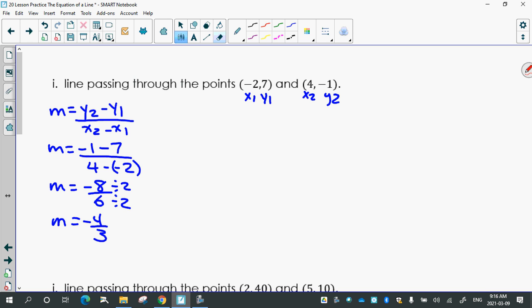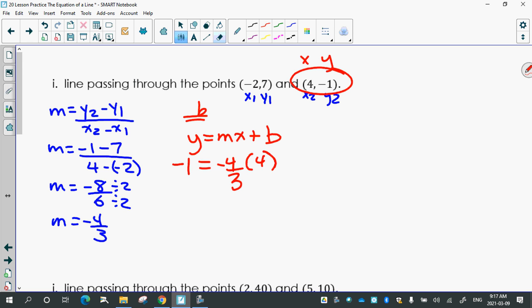Okay, so now is where we're finding b. So we start off with our equation, and we choose one of our 2 points. Yep. This is as kind of hard as it gets, okay? So if you know how to do this one, you get it. So 4, -1, that's my x and that's my y. So if I put -1 in for y, -4/3 in for m, 4 in for x, b is my only unknown. Okay? Doesn't matter what point you chose.